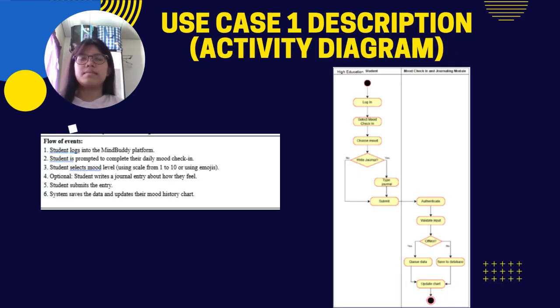For the activity diagram, the main flow starts when the student logs into MindBuddy. The system will prompt a daily mood check-in. They will select their mood, optionally write a journal and submit. The system saves the data and updates the mood history charts. If offline, it will save locally and sync later.